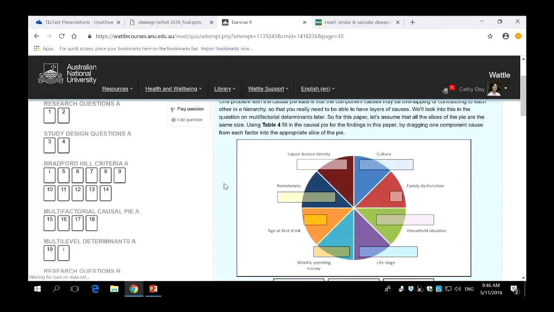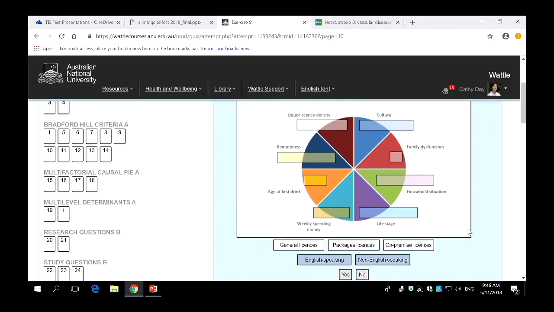Similarly, this other multifactorial pie is a different way of doing it. But here, again, the students are moving these things around. If they don't understand the categories, then it won't let them do that. So let's say non-English speaking is a culture, but supposing that they didn't understand that and they tried to put it into, I don't know, life stage or something, it won't let you do it. You try and put it into household situation, that's not right. It will let you put either English speaking or non-English speaking, package licences, it'll let you do all those things, but it will not let you put it into the wrong category.